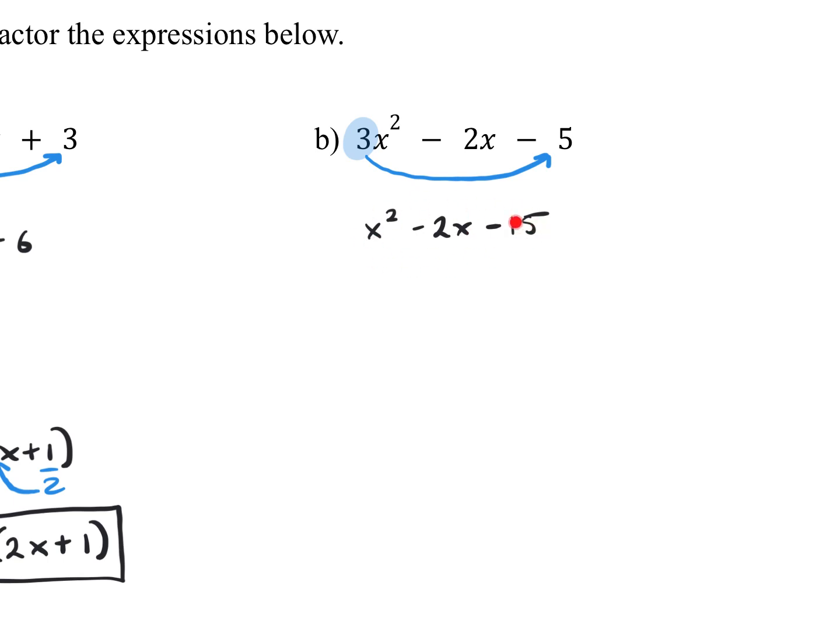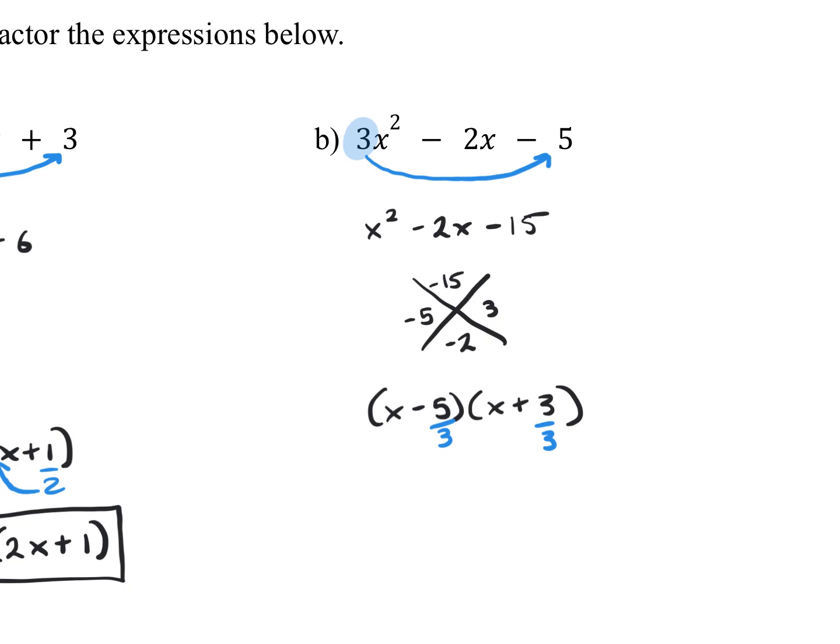If this is not something you can factor, it just means your expression is not factorable. So what multiplies to make negative 15 and adds to make negative 2? That'd be negative 5 and positive 3. So I have x minus 5 times x plus 3. But remember, I am not done. X times x is not 3x squared. So I have to go back to that a value, which in this case was 3, and divide both of my terms by that.